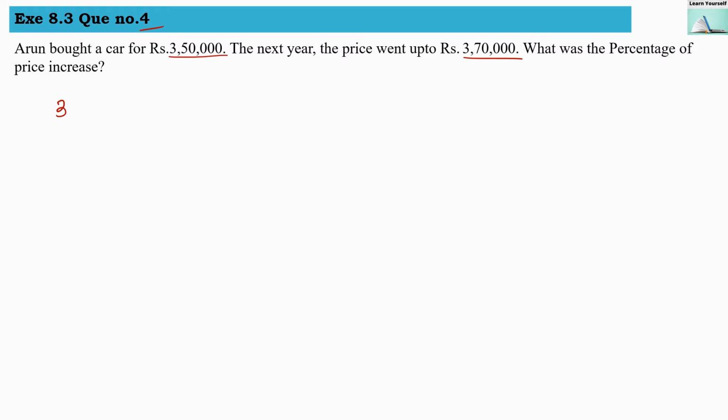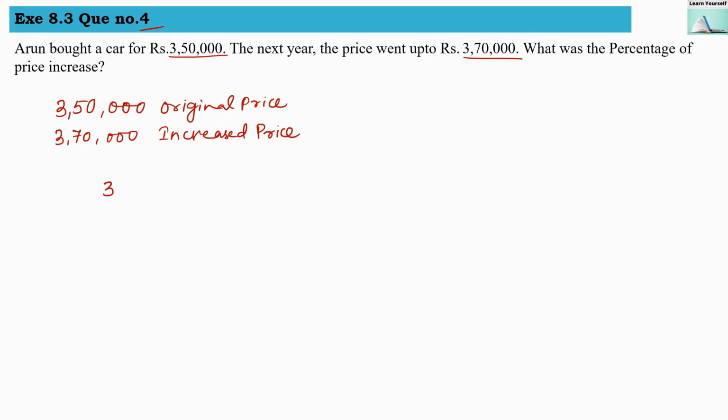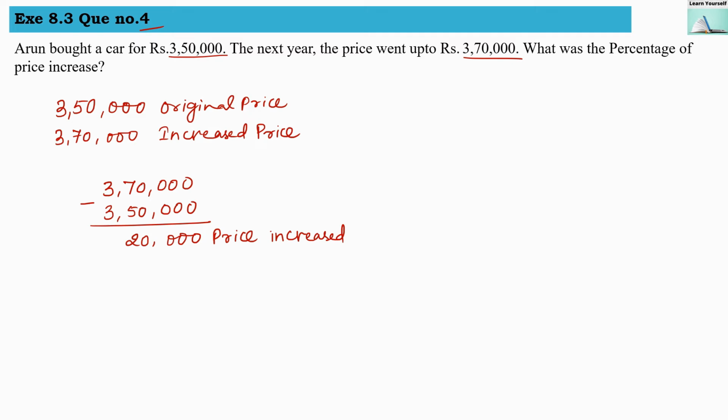So earlier it was 3,50,000. So this is the original price, and 3,70,000 is the increased price. Once we subtract these two, we will get to know how much the price has increased. So a total of 20,000 rupees is the price increase.